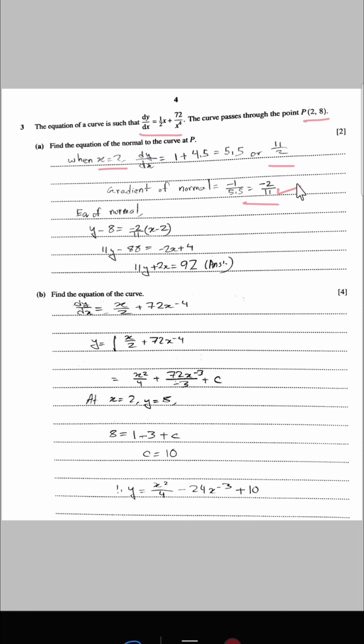We know the gradient of the normal and the coordinates. Then the equation would be y minus y1 is equal to m in bracket x minus x1. Then we need to find the equation of the curve. As it is a curve, not a straight line, we cannot use y is equal to mx plus c or y minus y1 is equal to m in bracket x minus x1.